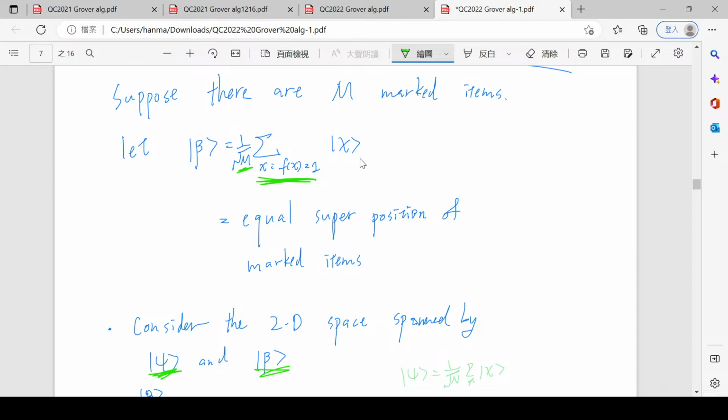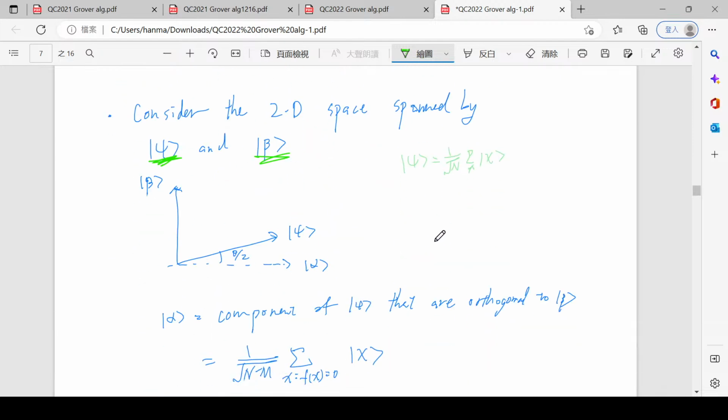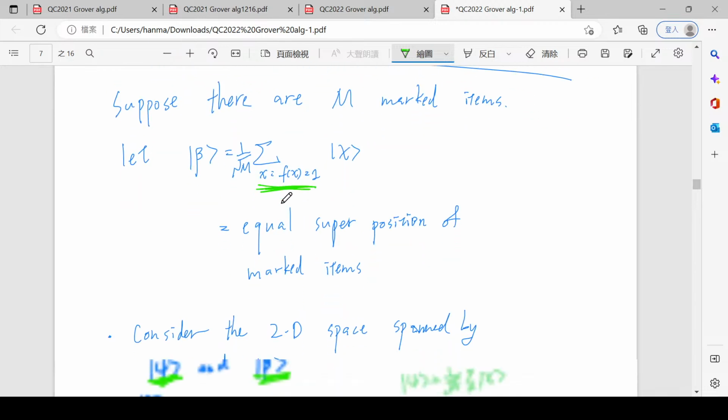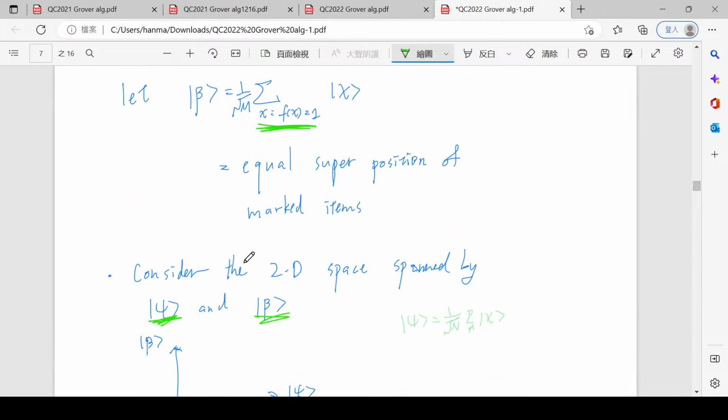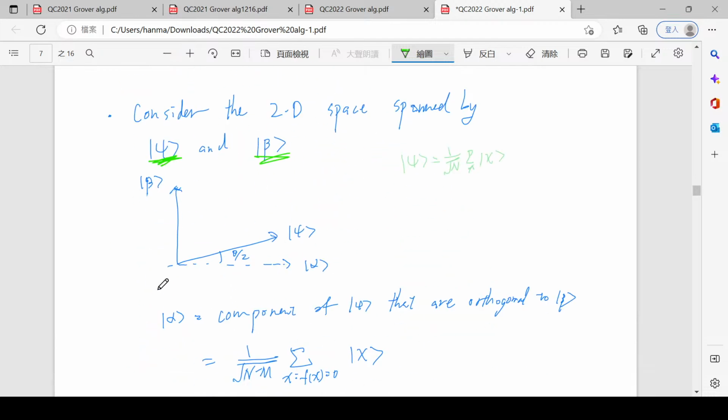So we need to normalize it with 1 over square root n. Okay, so beta is the equal superposition of all marked items. And then we can have psi here and the beta here. They are not totally orthogonal because psi has some overlap with beta, because psi also has everything. But anyway, it's not quite totally orthogonal, and we can calculate the actually orthogonal vector to beta, and that will be called alpha.